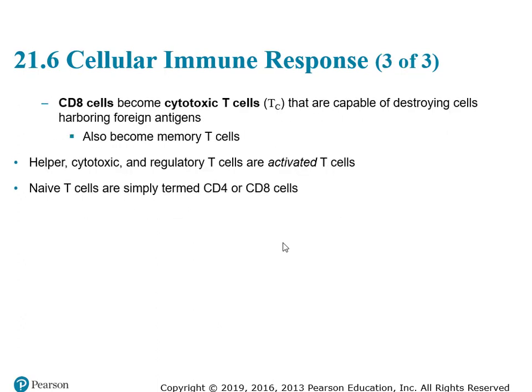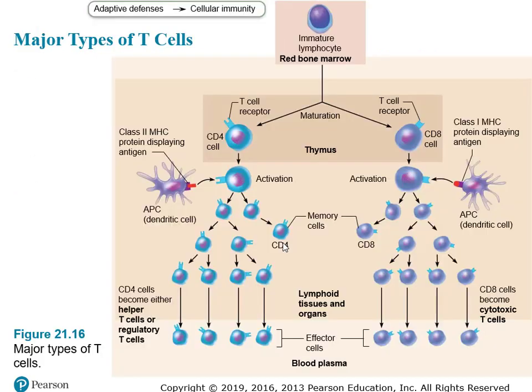Your CD8 cells become your cytotoxic T cells, which are your killer cells. So these are the ones that kill your antigens which are hiding behind the cell membrane. So that'll be your foreign transplanted cells or mutated cells, those kinds of cells that we have. The way that these cells get activated, whether CD4s into helper T cells or CD8 into your cytotoxic T cells, is that you require your MHC proteins.